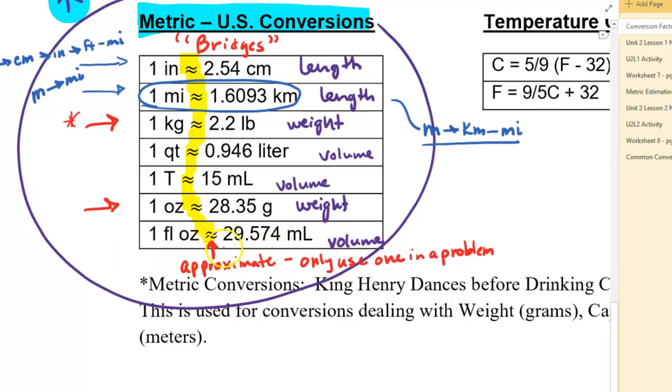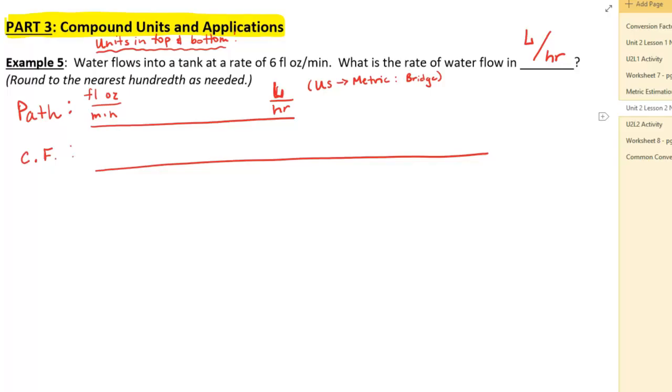1 fluid ounce is equal to 29.574 milliliters. So let's go back to our example. So in the top, I'm going to go from fluid ounces. Then that bridge is going to let me go right to milliliters. And then I can go from milliliters to liters. And in the bottom, do we know how many minutes are in an hour? We do. So we can go right from minutes to hours. So I probably put that liters over hours too far over, but that's okay.